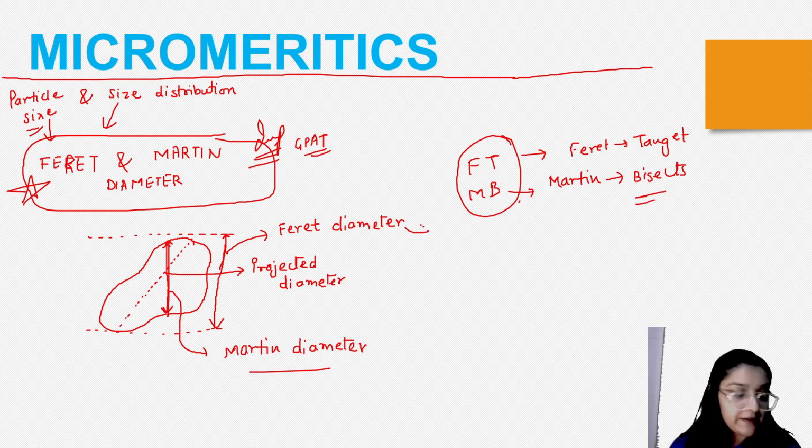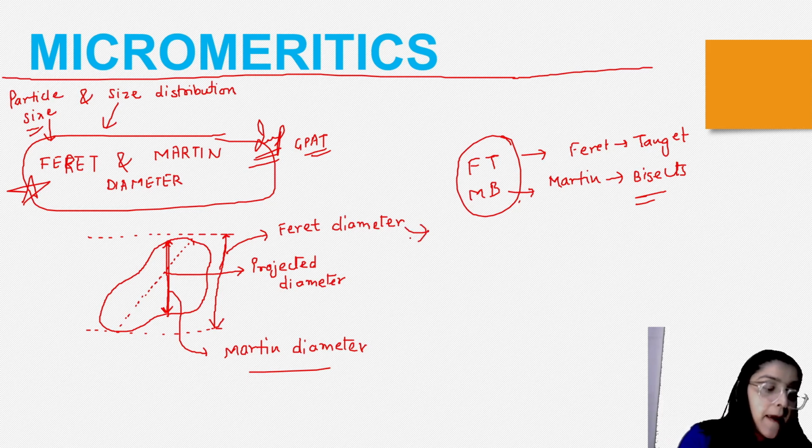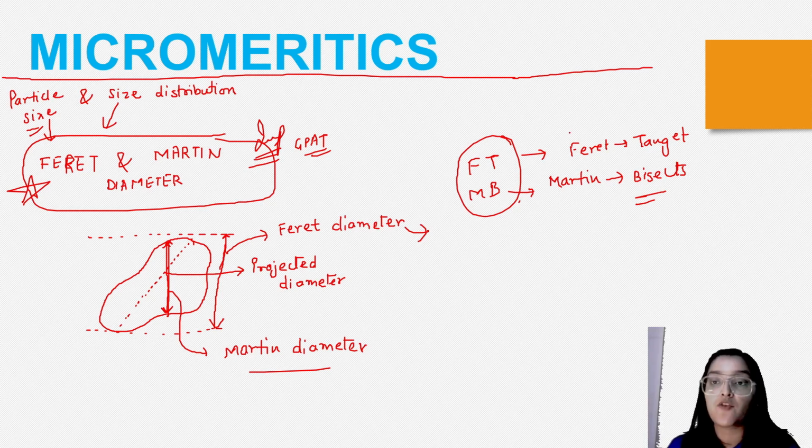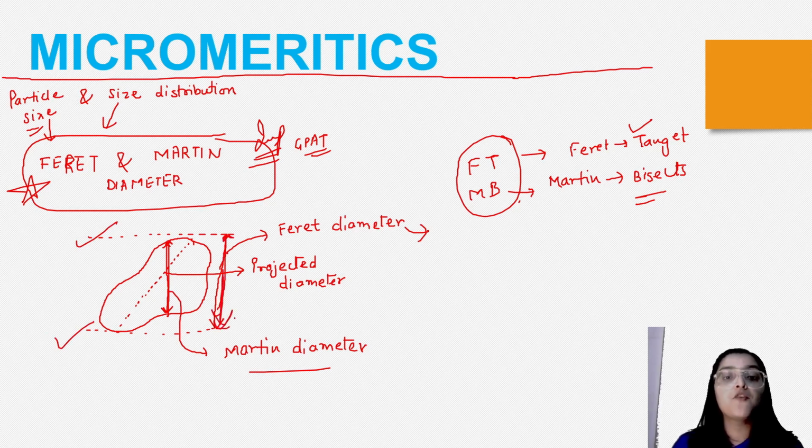You can write in the Feret diameter that it is the mean distance between the two tangents on the opposite sides. I have already mentioned the tangent. You can see this tangent, you can see this tangent. So the Feret diameter will be the mean distance from the tangents that are on opposite sides of the particle. Okay, so FT, it is a little easier to remember. FTMB. Okay, MB, Martin, it is the length that bisects the particle. You can already see this is the length that bisects the particle.